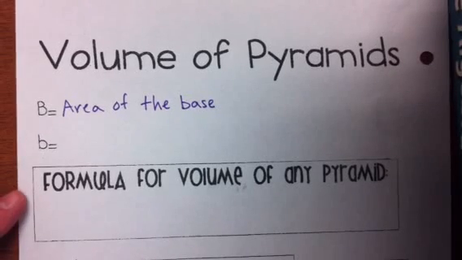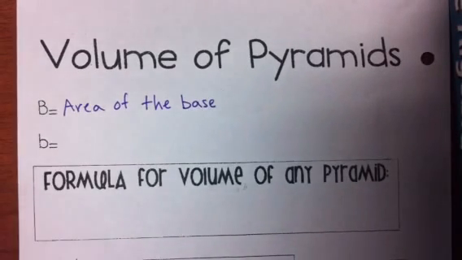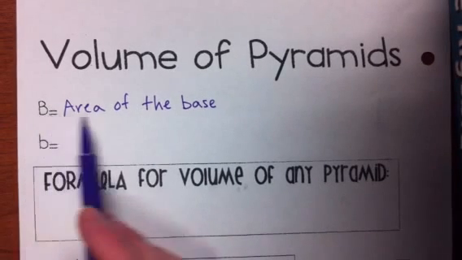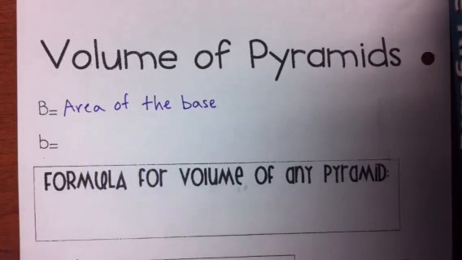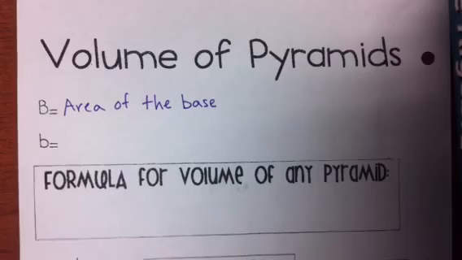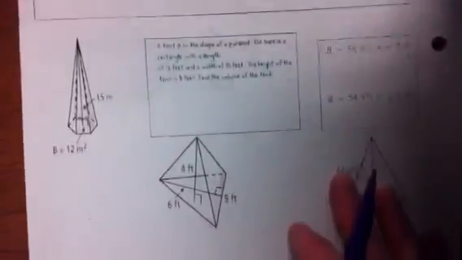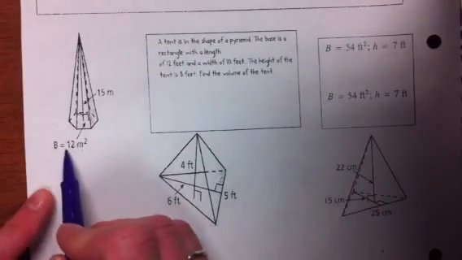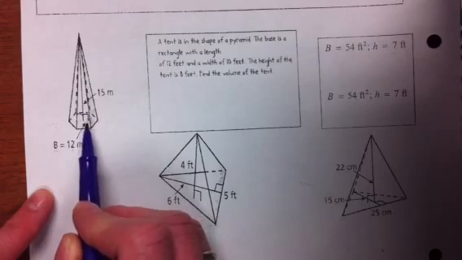Class, today we're on volume of pyramids. So I want to review these two B's here again. Just like yesterday, the big B represented the area of the base. That is when we're given a shape that does not have a base that we know. So maybe they'll write B equals, and they'll tell you, like this example right here.